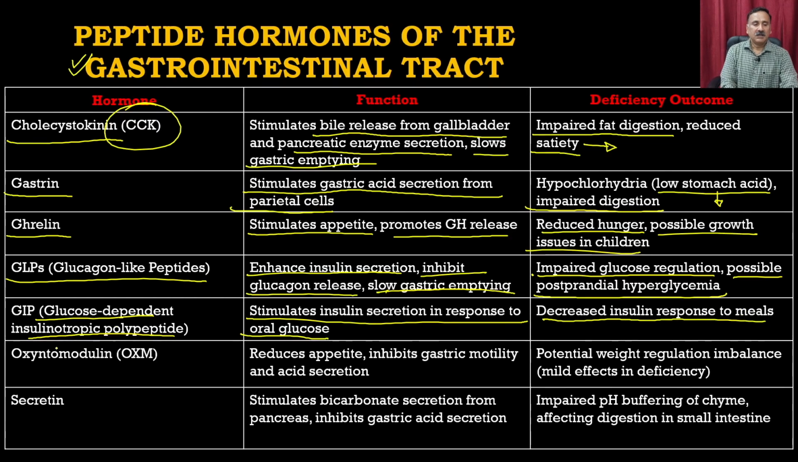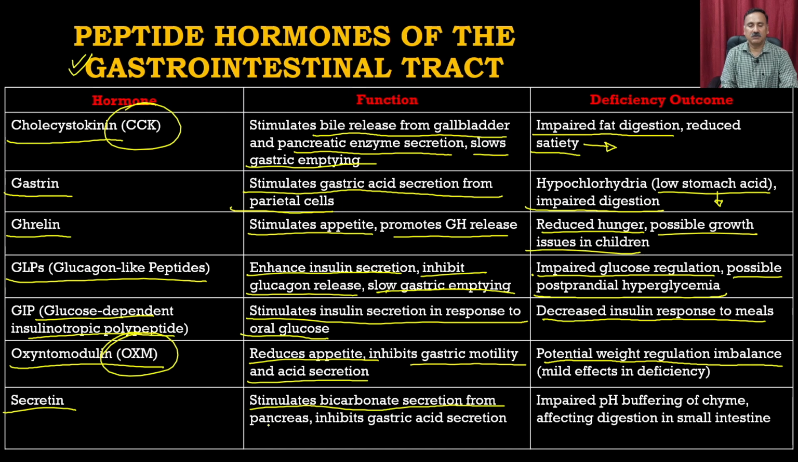Then we also have oxyntomodulin, or OXM, right? And that reduces the appetite and inhibits gastric motility and acid secretion. And if there is a deficiency, it is going to cause potential weight regulation imbalance. Then we have secretin, that stimulates bicarbonate secretion from the pancreas and inhibits gastric acid secretion. If there is a deficiency, then it is going to impair the pH buffering of the chyme, and it is affecting digestion in the small intestine.